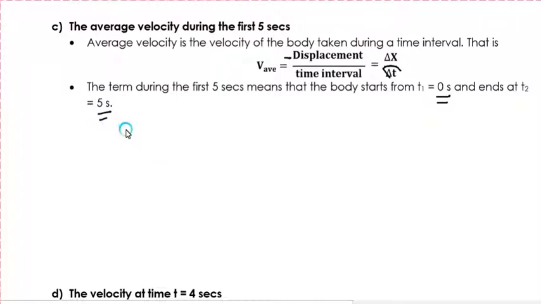So first, we need to find our x sub 1 and x sub 2 so that we can solve the value of the displacement. So for our x sub 1, at time equals 0 seconds, we solve: we'll have 6 times 0 plus 0.5 times 0 cubed.